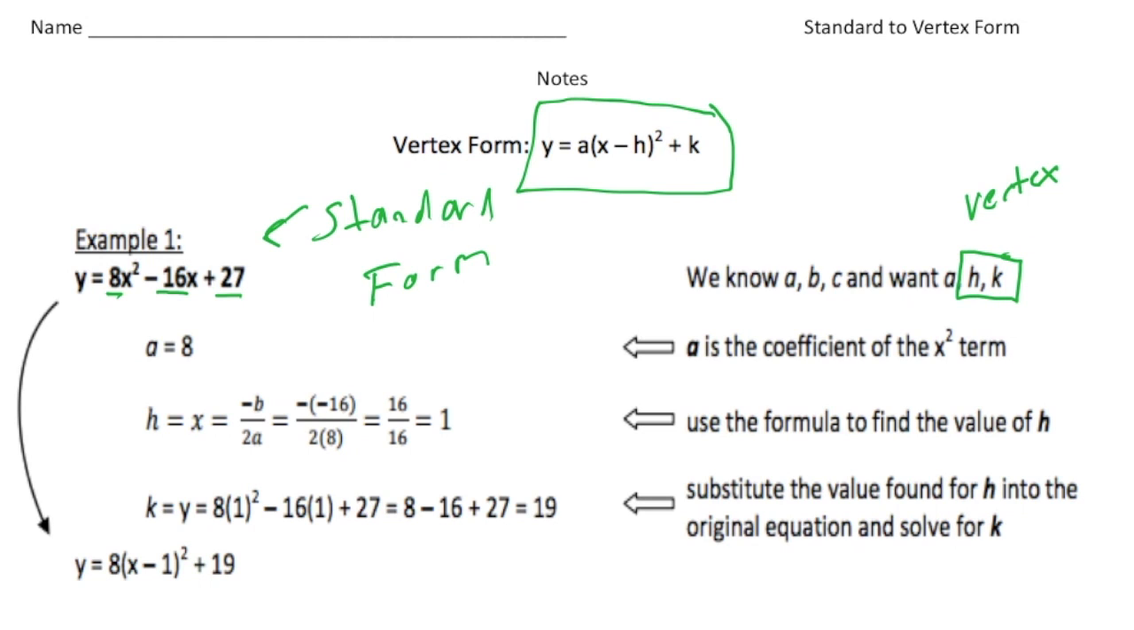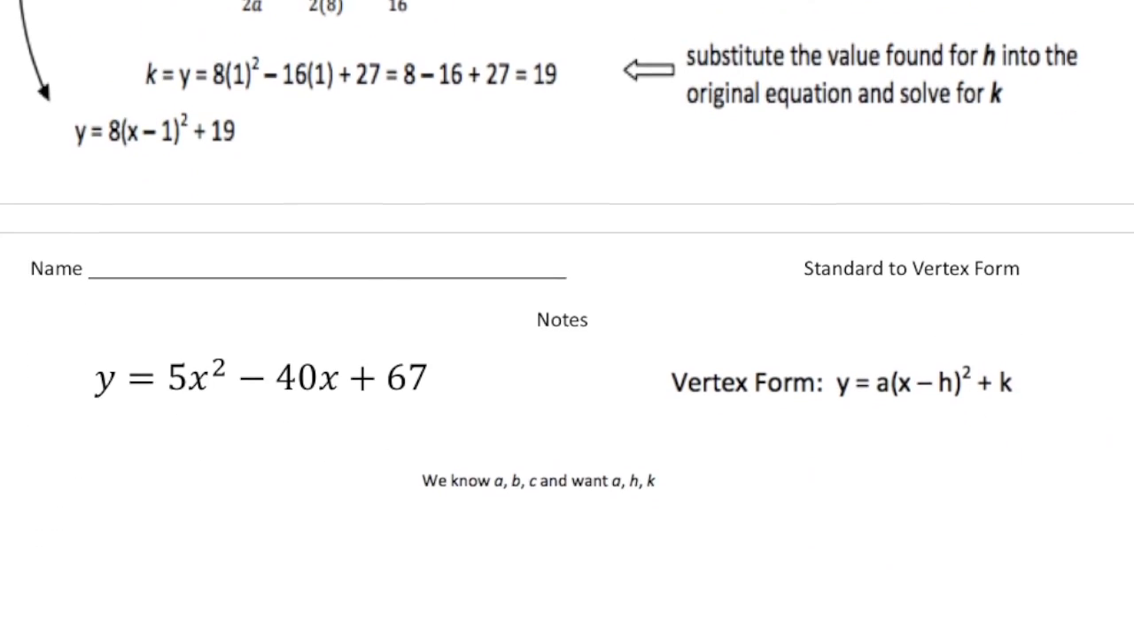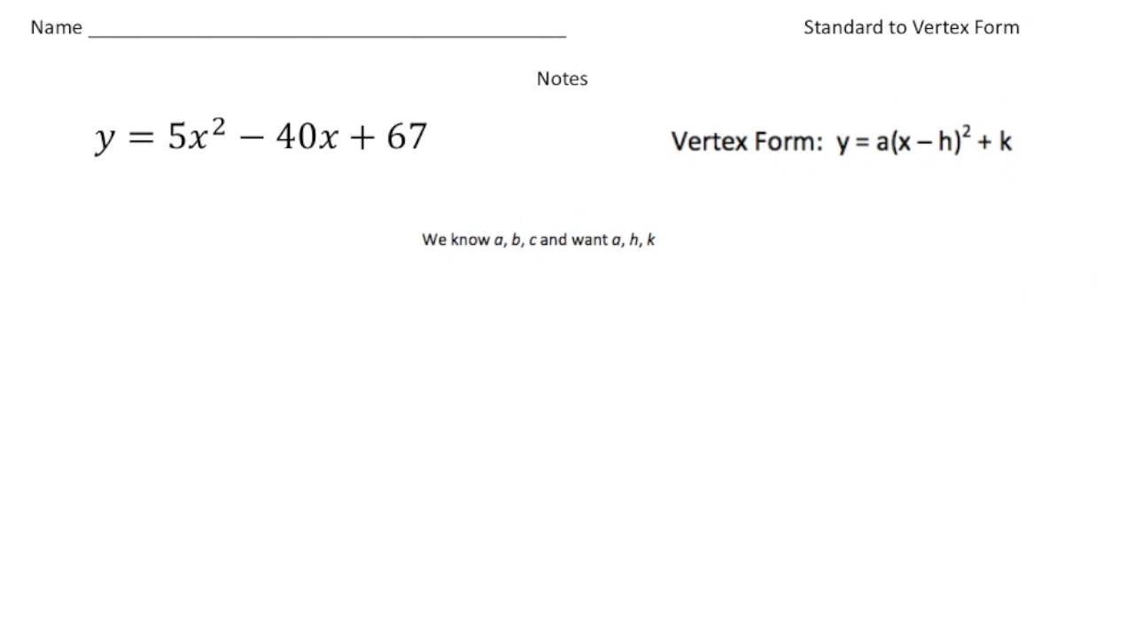Let's just jump right into a problem here if you turn the page. Here we have the function y equals 5x squared minus 40x plus 67, and we want to write it in vertex form. I know for a fact that the a value is 5, so I can replace this a with a 5. So y equals 5 times x minus h squared plus k. That first step is pretty easy.